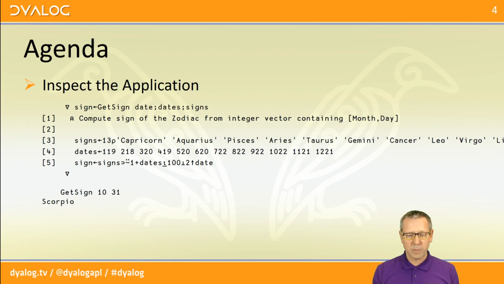So to build up a bit of an agenda here, the first thing we're going to do is inspect the application, and that can be done on this slide. This is the application. It's 3 lines of code that, given a two-element vector containing a month number and a day number, compute the name of the sign of the zodiac which the sun was in on that day, which is rather odd because it means that's a constellation you definitely could not see on that day because it's around the other side of the Earth.